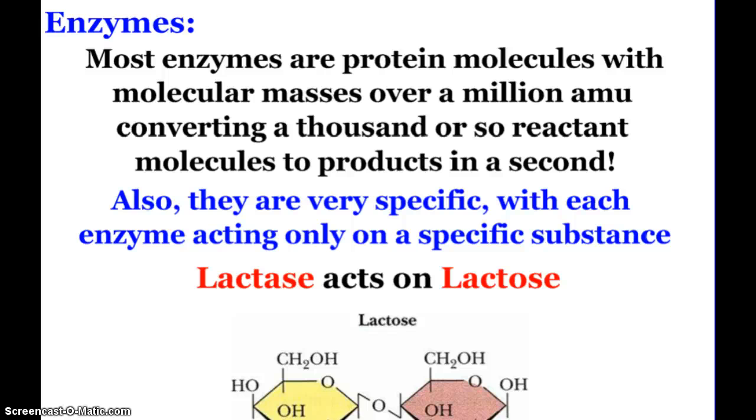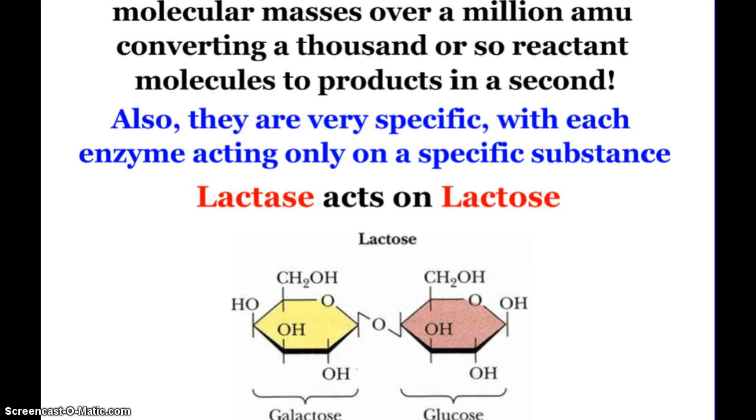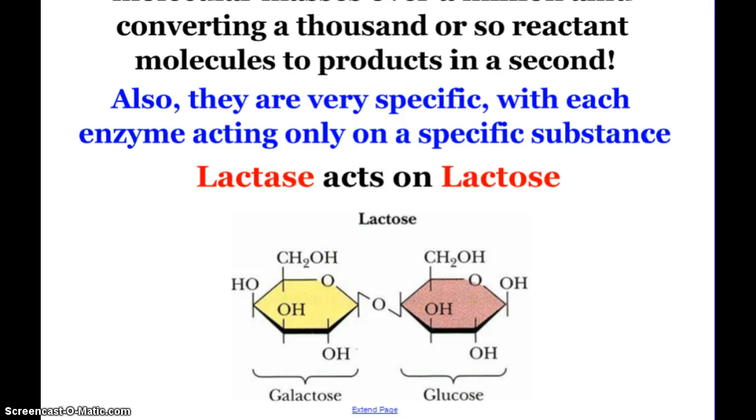Last thing here, okay, again, I'm not going to pretend that I'm the expert on biological reactions and enzymes, because I'm not. But our enzymes are protein molecules with molecular masses over 1 million AMU. Huge. And they have the ability to convert 1,000 or so reactant molecules to products in a second. So they are super duper important for our existence. Again, they are very, very specific, with each enzyme acting only on a specific substance.